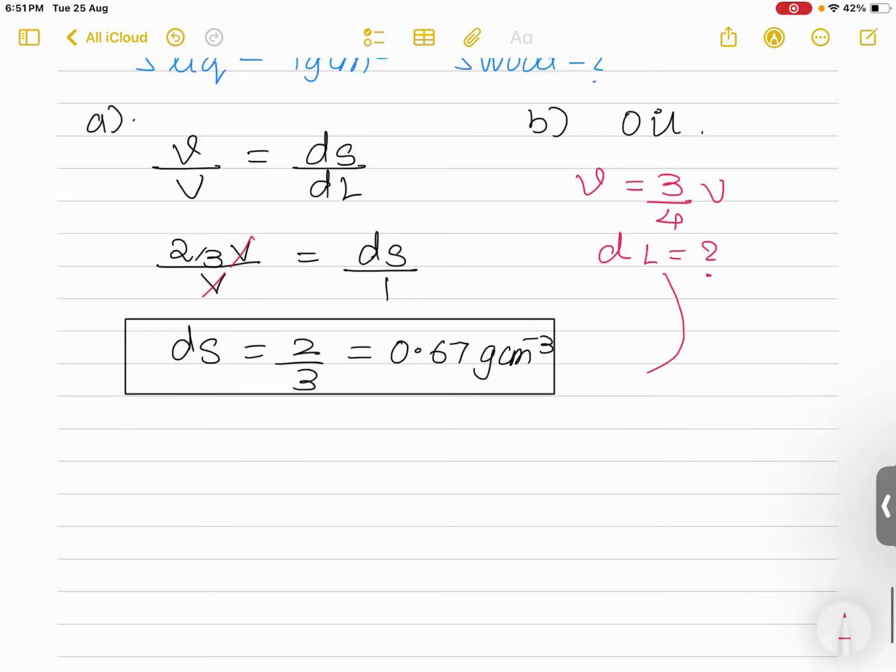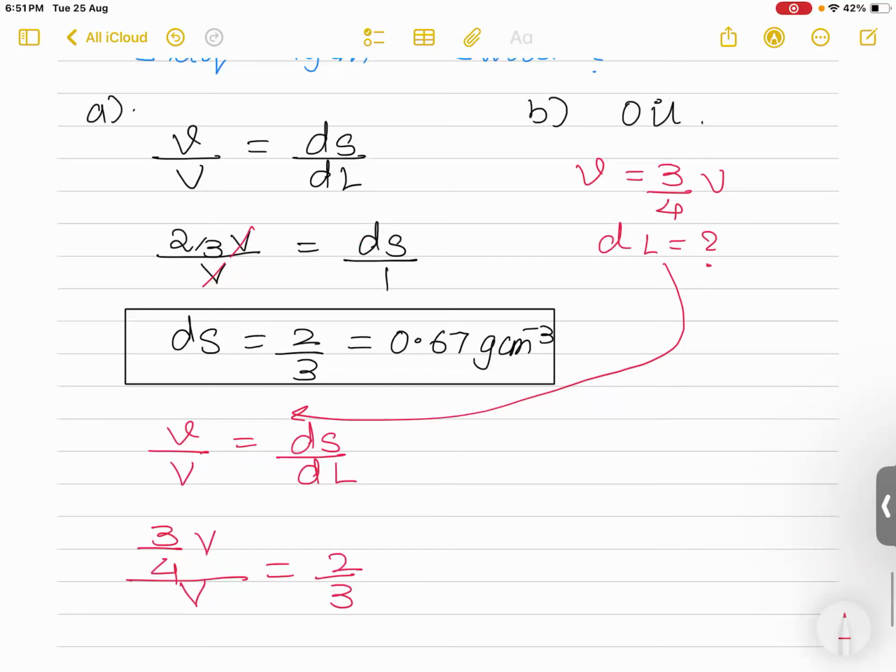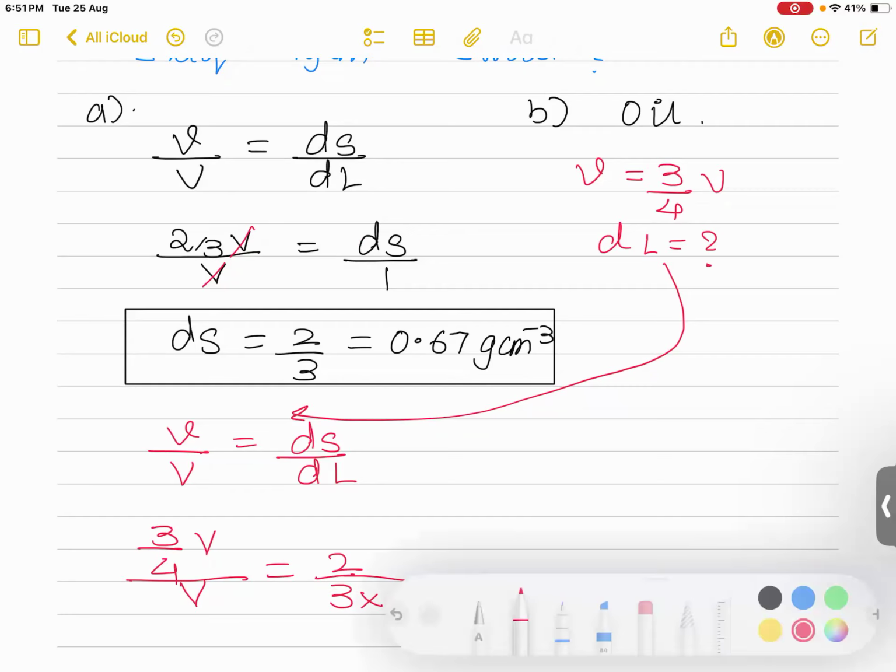If I try to solve this part, I will get the same formula: small v upon capital V equals density of solid upon density of liquid. But in this case, how much is the small v? It is 3 upon 4 times the capital V divided by capital V. The density of solid is 2 upon 3 because the same block is given to me. Same block, the only difference is that the density of liquid has a different value, so I'm writing it as dl. Initially I had water; now we have oil, so we need to find the density of oil.